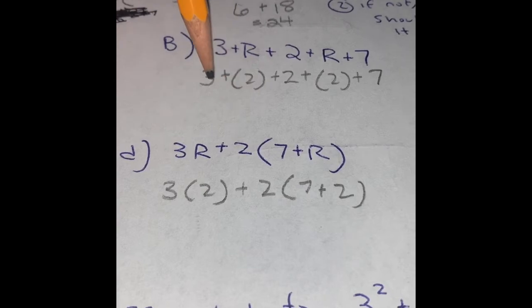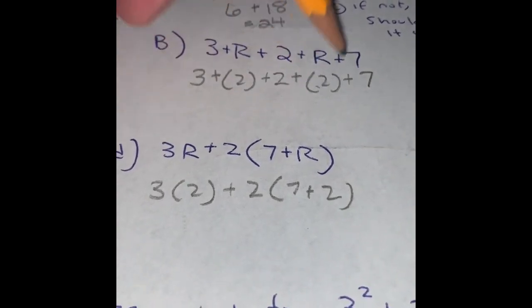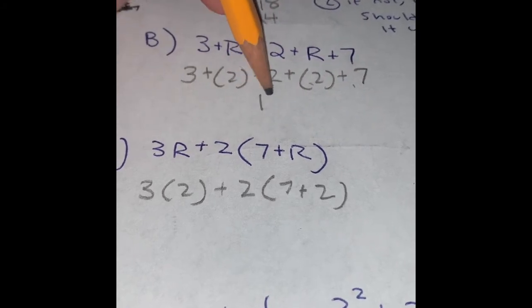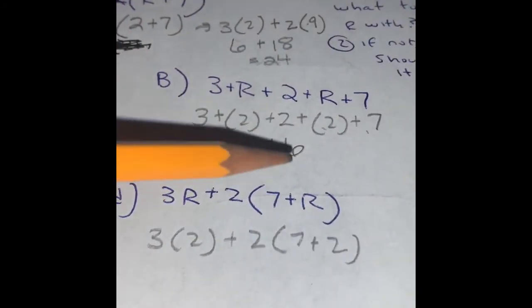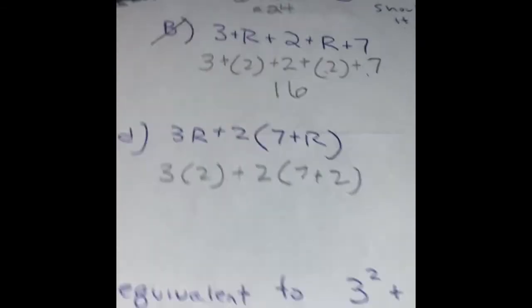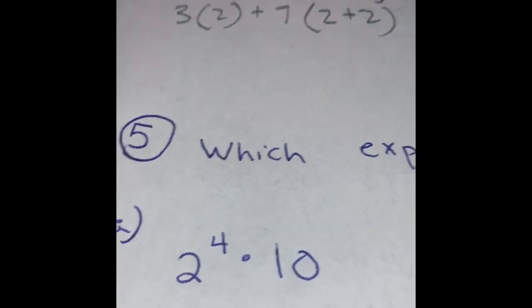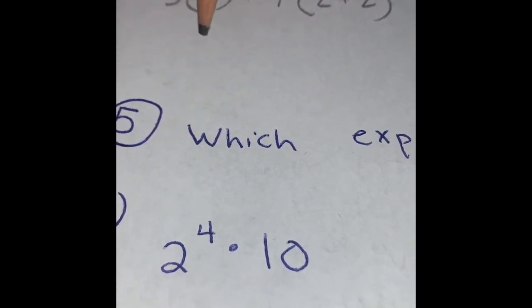On answer choice B, once again, I replaced R with 2. So now we're going to solve. 3 plus 2 is 5, plus 2 is 7, plus 2 is 9, plus 7 is going to be 16. Once again, that does not match up with what our original expression came out to. So that answer choice is incorrect. If we move on to answer choice C, once again, we have to do the parentheses first.